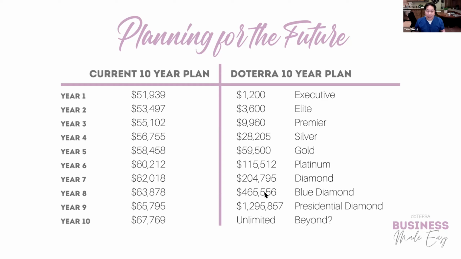And then blue diamond is making over $30,000, $35,000 a month. The average presidential diamond is making $100,000 a month. These are actual real numbers that doTERRA pays out to these ranks. And then once you're at presidential diamond, you could probably be comfortable and take it easy and earn $100,000 a month. Or you can continue growing your business because your leaders want to keep on growing, so you help them. And you can earn double diamond, double blue diamond, double presidential diamond, okay? There's no limit to how much you can build your doTERRA business.